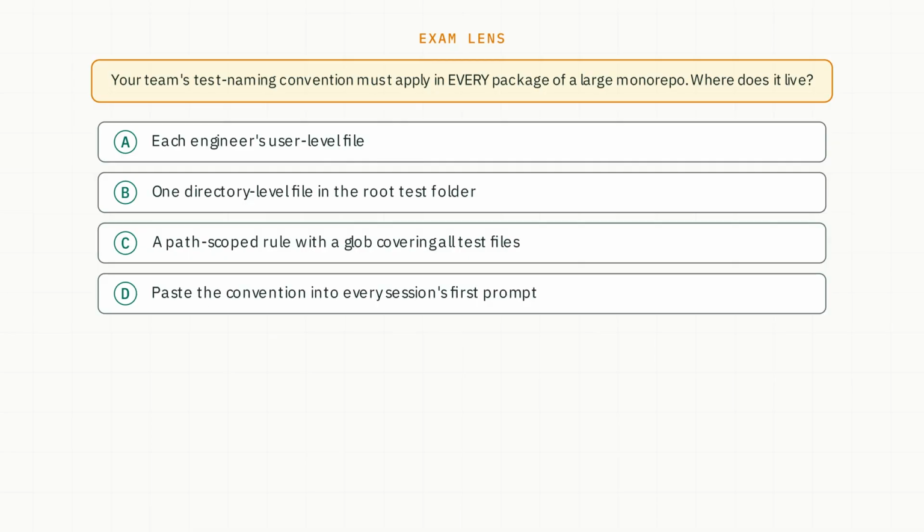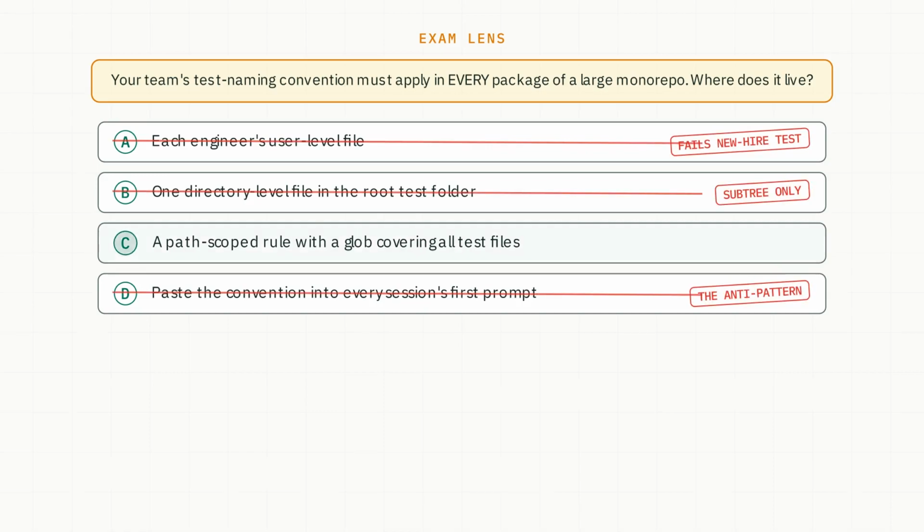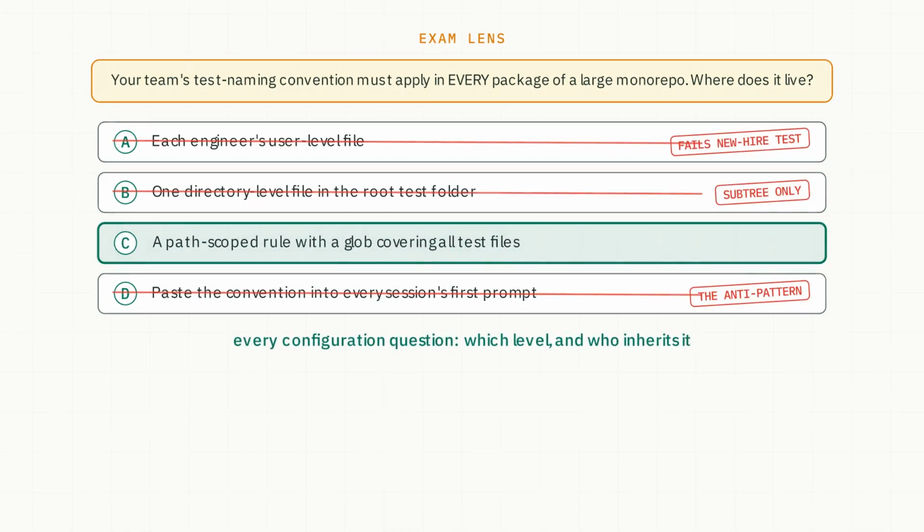The single directory file only governs its own subtree. The per-session paste is the anti-pattern this whole domain exists to kill. The glob-scoped rule applies everywhere, versioned, shared. That's the shape of every configuration question on this paper: which level, and who inherits it.